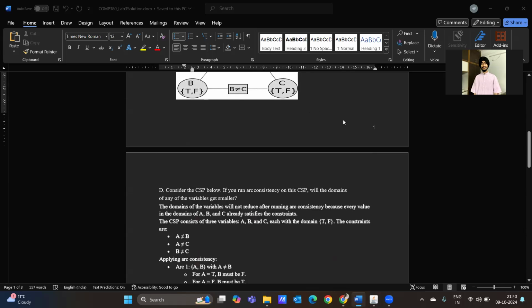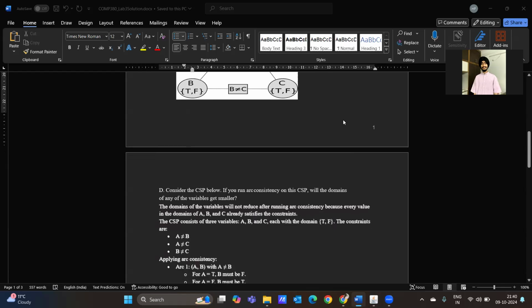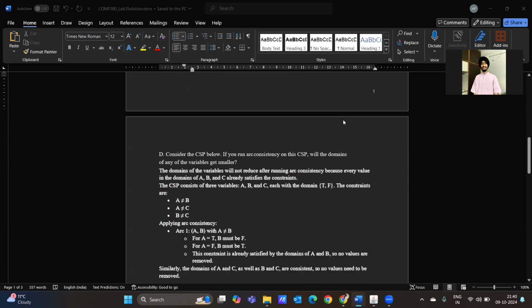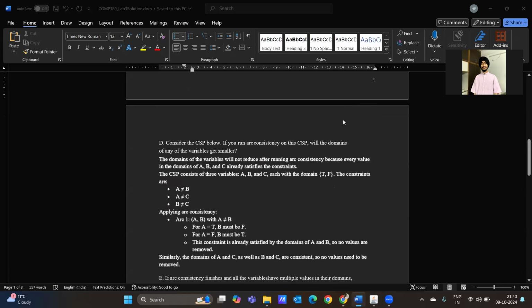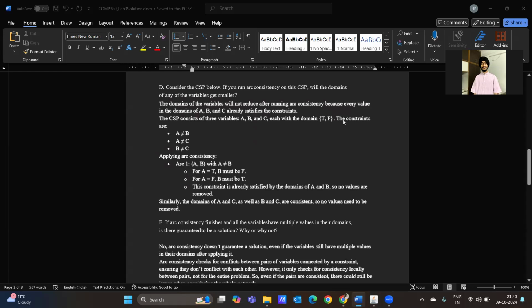Let's move to the second part, and there is a D part. Consider the CSP below. If you run arc consistency on this CSP, will the domain of any variable get smaller? No, the domains will not be reduced after running arc consistency because every value in the domain of A, B, and C already satisfies the constraints. The constraints in this problem are A is not equal to B, A is not equal to C, and B is not equal to C.